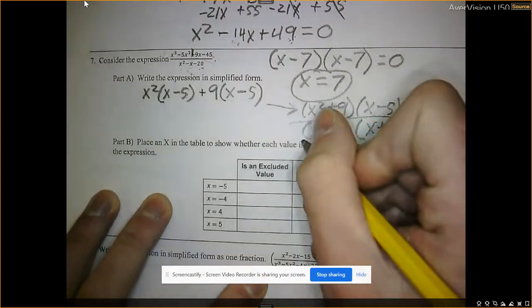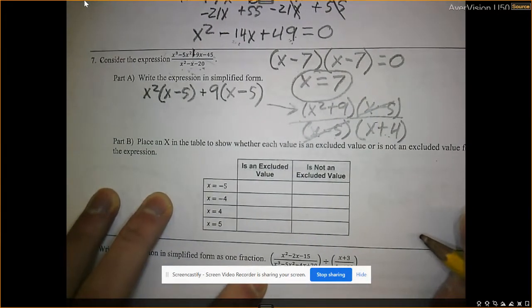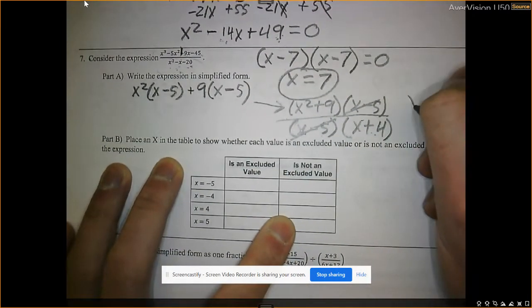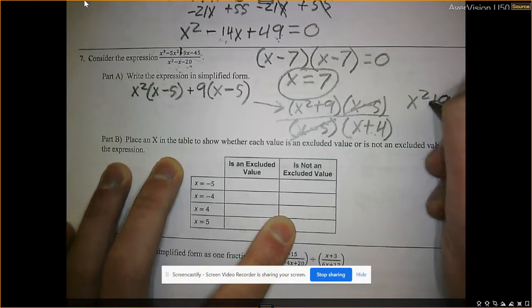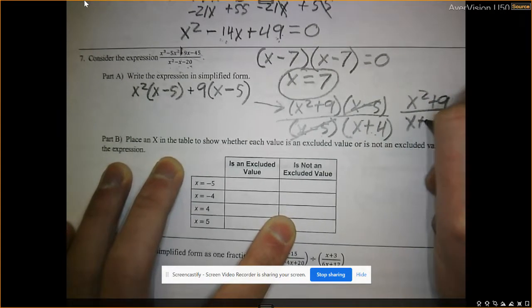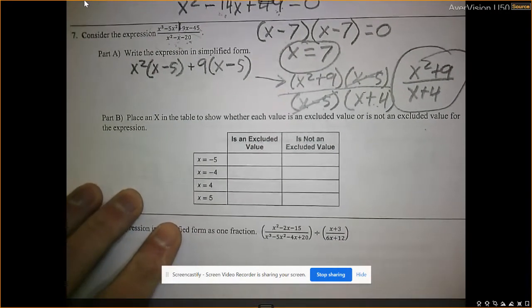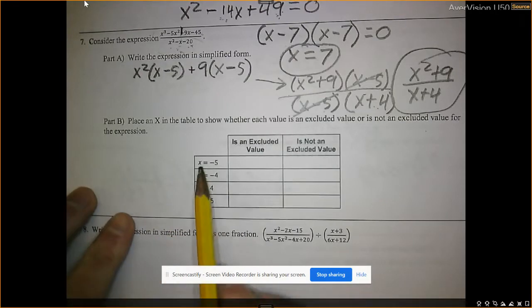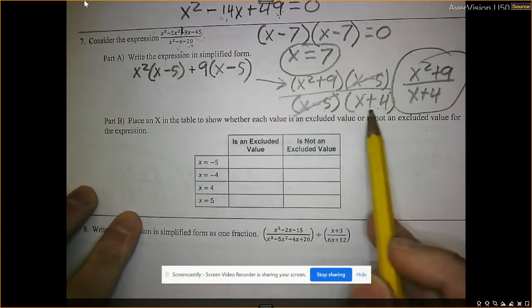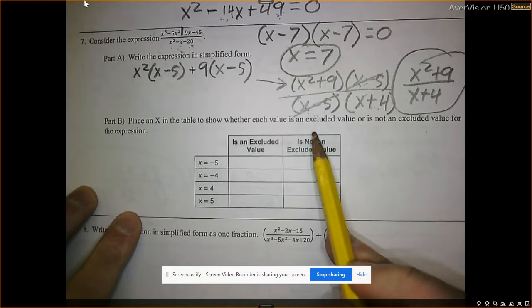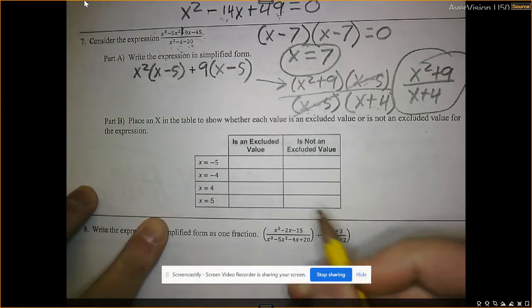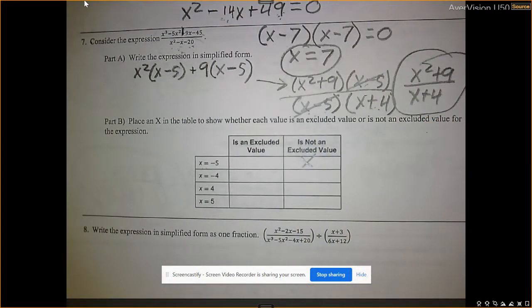Then you see these match up and those cancel, and you are left with an expression of x squared plus 9 on top and just x plus 4 on the bottom. Now, talking about excluded values, is negative 5 an excluded value? No, negative 5 does not make our numerator equal 0, and it does not make our denominator equal 0, so it's not an excluded value. That's the type of thinking you're doing for each of these.